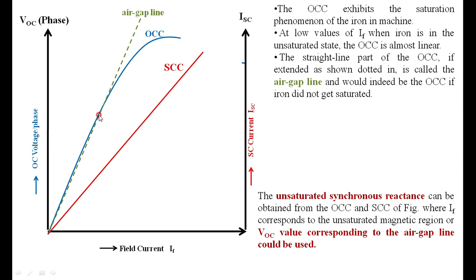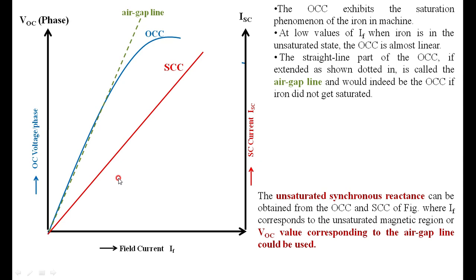Suppose you choose the point to find the synchronous impedance, and thereby the synchronous reactance, in the linear portion or unsaturated region. Then the reactance you get is called the unsaturated synchronous reactance. If you choose the point on the linear portion of the OCC, that is the unsaturated portion, the reactance we get is the unsaturated reactance. Suppose you choose the point in the saturated region, then the reactance we get is called the adjusted reactance.